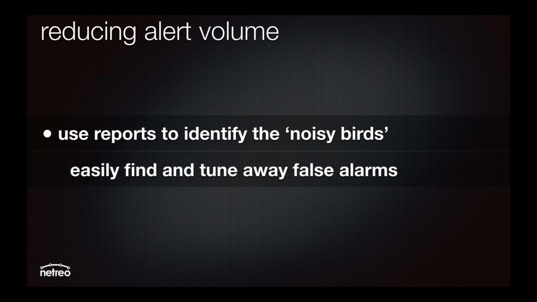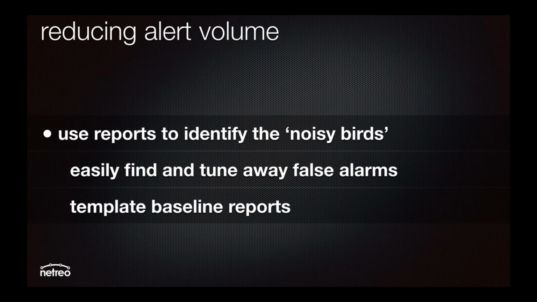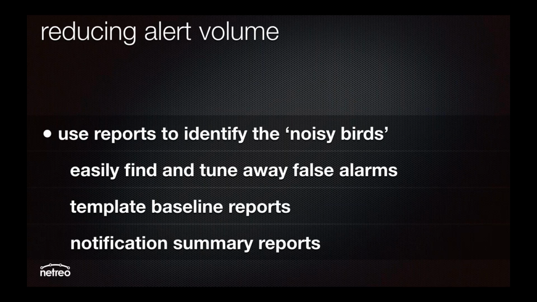You can also use things like template baseline reports to see exactly which alerts are being generated by the configuration templates, so you can make changes then directly in the templates and have those automatically rolled out to all of the affected devices where that template is applied. You can also use other kinds of specialized reports like notification summaries to see exactly what alarms are going out and get a count of how many alarms are coming from each device or each type of service check or threshold alarm to identify when you have a particular setting that is causing too many notifications.